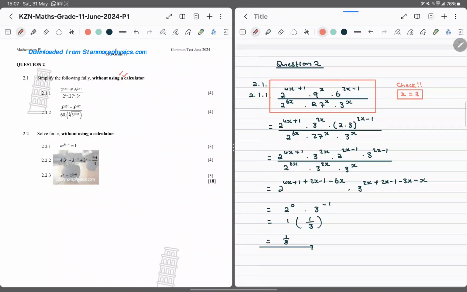When running a check, just assign a value and then substitute, use a calculator and see if the simplified version is exactly the answer. And if it is so, then we are good.